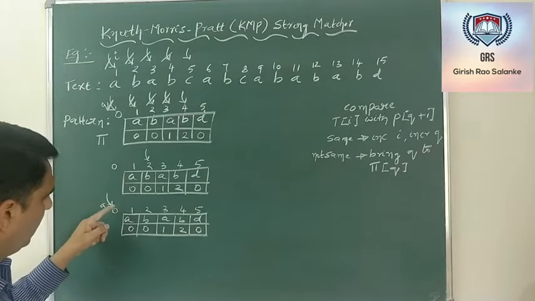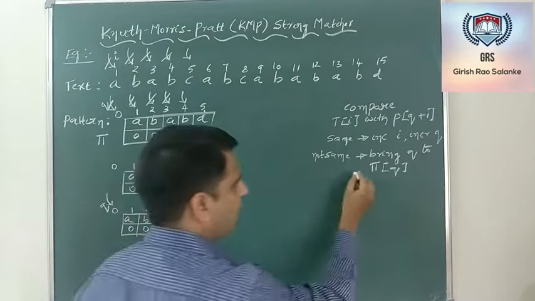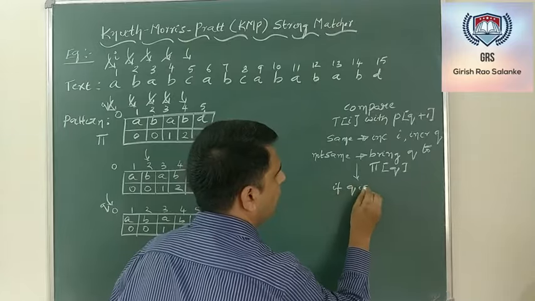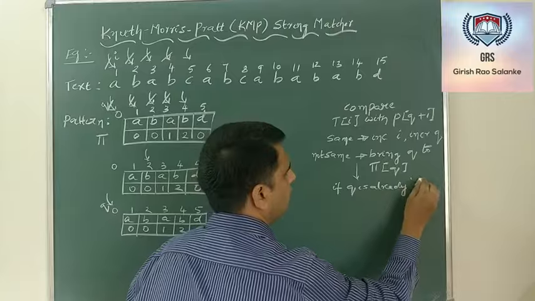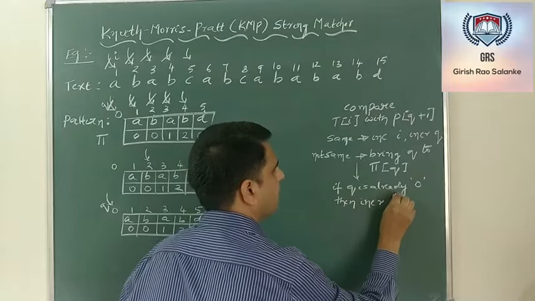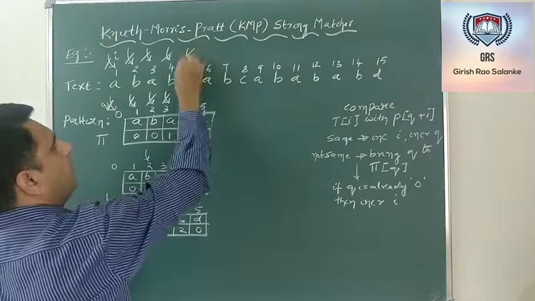Now what it says, if they are not same, bring Q back to pi of Q. What is pi of Q? Pi of Q, maybe here Q is already 0. Now in this case you need to check one more condition. While bringing, if Q is already 0, then increment I. In this case Q is already 0, so I need to increment I. Now I gets incremented here.